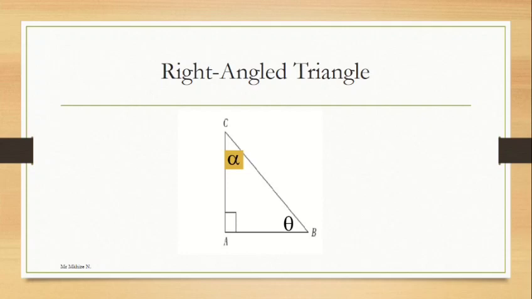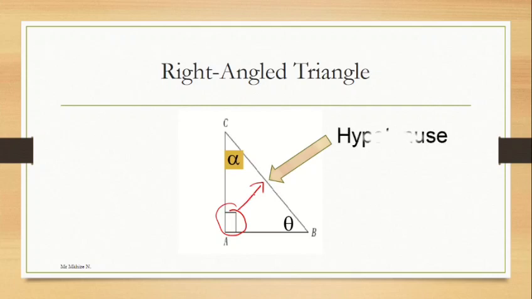Now this is a right-angled triangle, and we say it's right-angled because it has a right angle. This little square in the bottom represents a right angle, which then becomes a right angle triangle. Now this side, which is opposite to the right angle, will always be your hypotenuse in a right angled triangle.